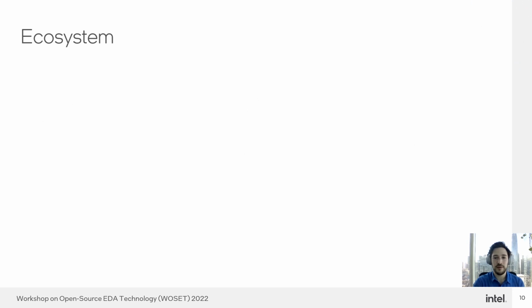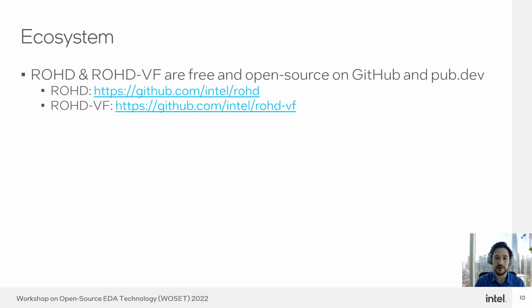Both ROHD and ROHDVF are completely free, open source projects on Intel's official GitHub account for anyone to use inside or outside of Intel. They're also hosted on the public Dart package manager at pub.dev. ROHD is not yet another proprietary tool. ROHD is aiming to become a new industry standard.